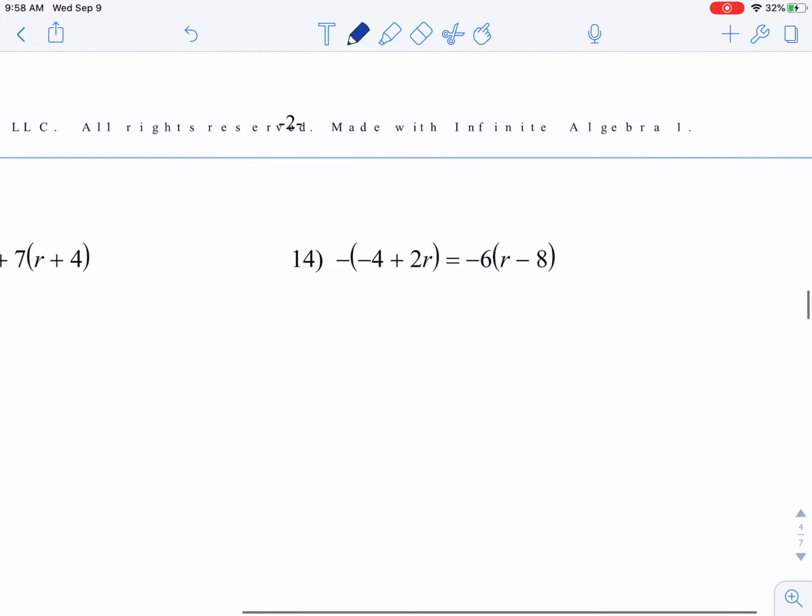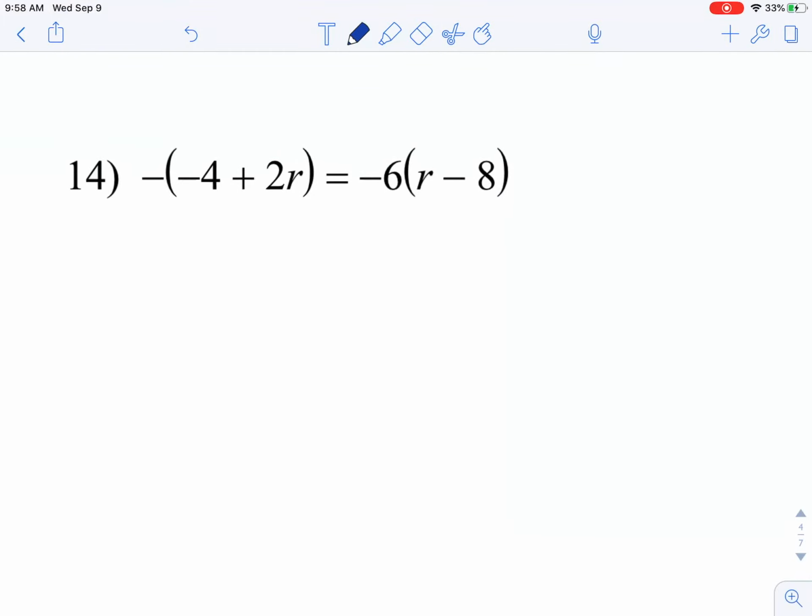Only a couple more, but they get more complicated. So here we have parentheses on both sides, variables on both sides. This parenthesis over here has a negative 6, so like the last problem, we're going to distribute that negative 6. This one just has a negative sign. Negative signs do distribute.